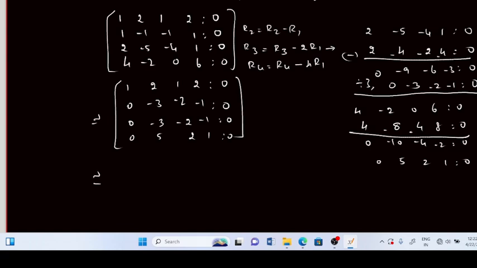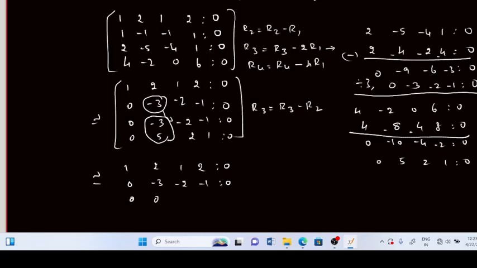Next we see that the second row, second element is not equal to 0. With the help of this we should make the element below it 0. The first row is 1 2 1 2 0. The second row we write as it is: 0, -3, -2, -1, 0. In the third row, all the elements are the same, so R3 becomes R3 minus R2: 0, -3 plus 3 is 0, -2 minus of -2 is 0, 0, 0.